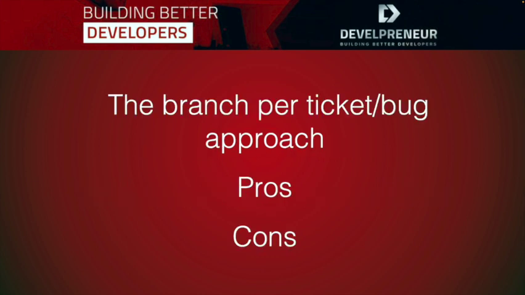Now, branching, I've talked about a couple different ways to do it, but I want to talk about the one way that I've found that is very common, which is a branch per ticket or per bug. So if there's a feature or a bug that needs to be fixed, you create a branch, you know what the branch is, the developer working on it does their changes, and then they merge it back.